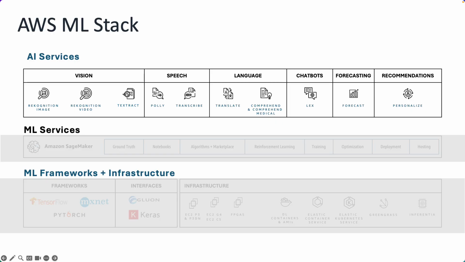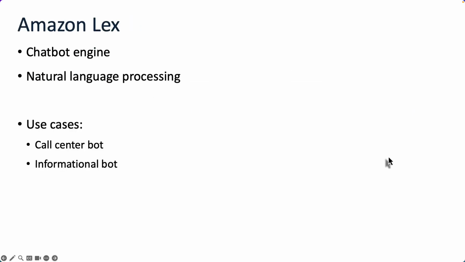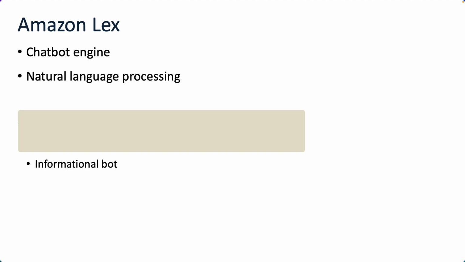And these are all pre-built models already trained by AWS, and you can use these services and integrate them into your application. And for the exam, make sure you understand the AWS AI services as well. So Amazon Lex is a chatbot engine and is a service that powers Alexa. And so for your exam, make sure you understand what it is, what it does, and use cases.